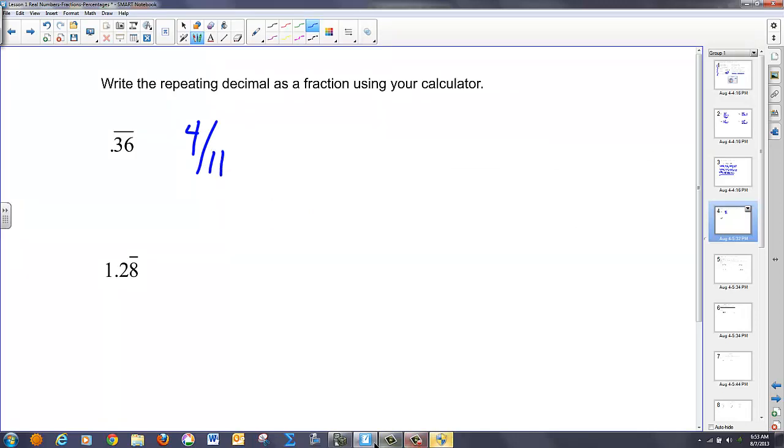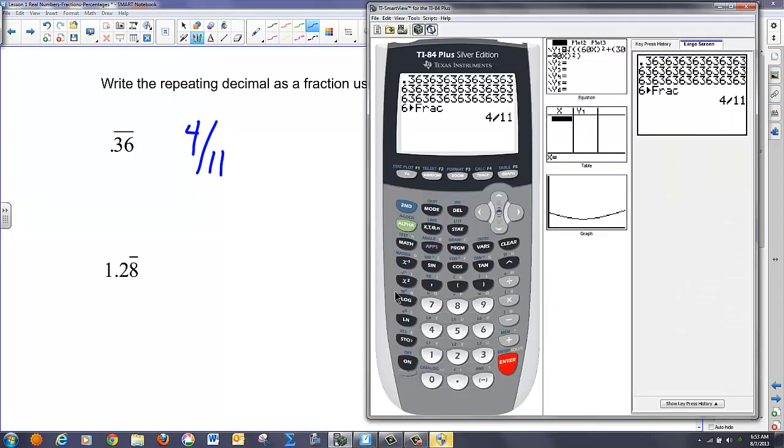Okay, now in the next case, I have 1.28 repeating. So if I go 1.2 and then type 8 a whole bunch of times, calculator is a little slow, so just be patient.